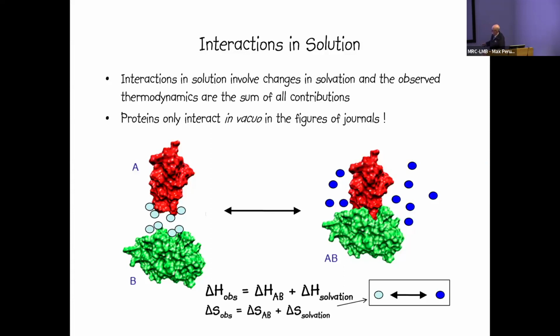So what we measure, our observed enthalpy, is the enthalpy of interaction between A and B, if you like, thinking about interacting in vacuo, but also an enthalpy resulting from this solvation of these molecules going out into bulk. And obviously I've drawn this just showing here, but the whole surface of these molecules is hydrated, and effects can be propagated over longer distances. And there are different shells of water associated with proteins.